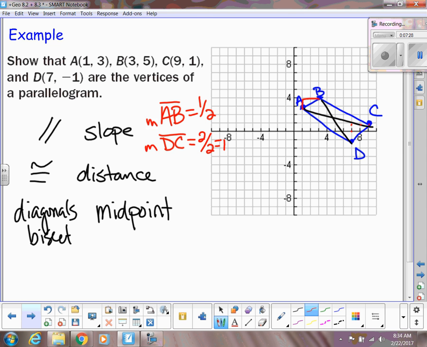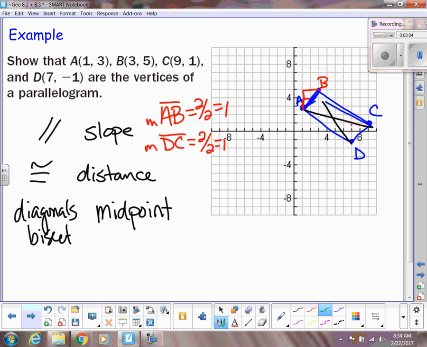Did I do that incorrectly? Let me count, 1, 2, 3, and then 1, 2, 3, 4, 5. Ah, that's what I did wrong. B should be up here at 5. Now that looks a little better. I thought that might have been wrong. So let's go back and reevaluate the slope of AB. So now here's B, that is up 2 over 2. So there we go. Those are the same slope, so now we have to do the other sides.